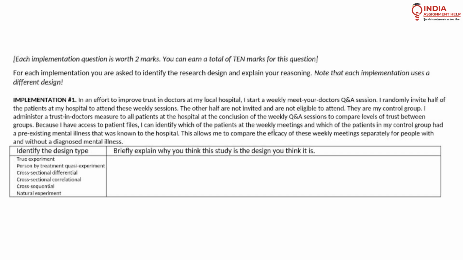Because I have access to patients' files, I can identify which of the patients at the weekly meetings and which of the patients in my control group had a pre-existing mental illness that was known to the hospital. This allows me to compare the efficacy of these weekly sessions separately for people with and without a diagnosed mental illness.